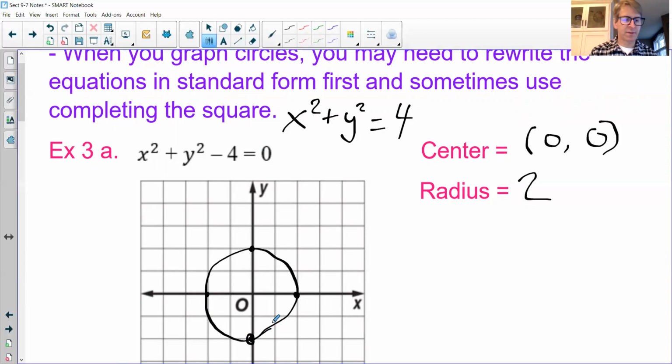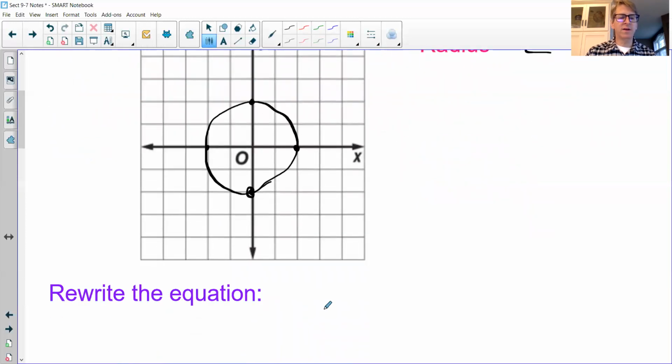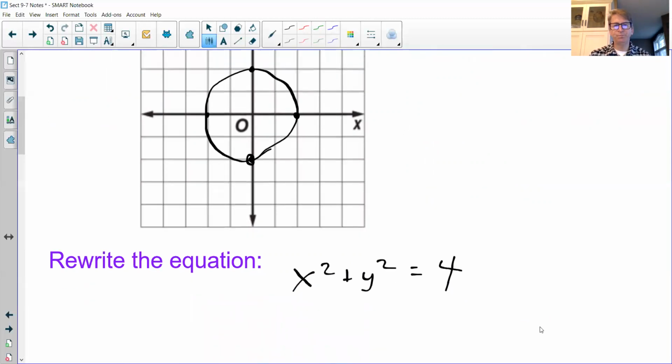For example 3, okay? So they're going to ask you to rewrite it. We kind of did it above there. The rewriting was x squared plus y squared is equal to 4. Okay, so that was an easy one to get started. Next two are not that easy, but you can do it. Let's do the next one.